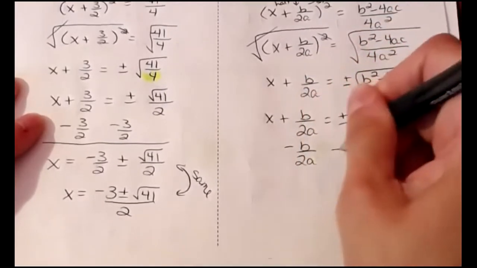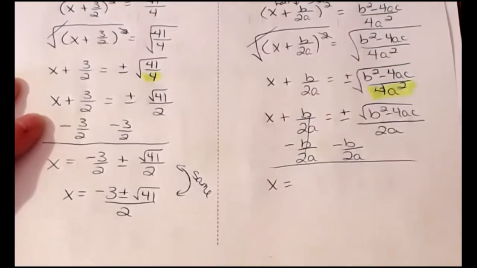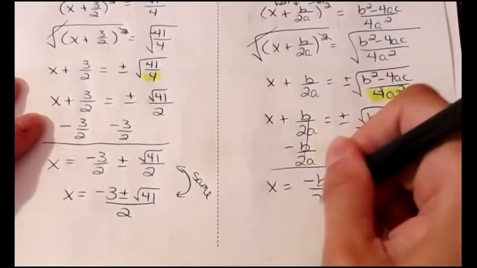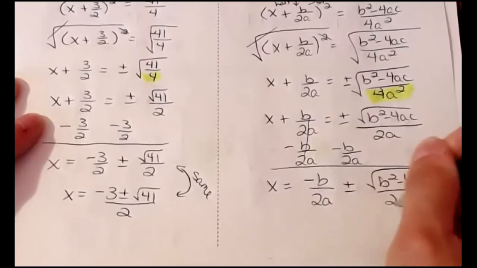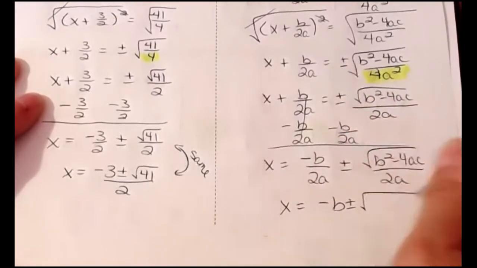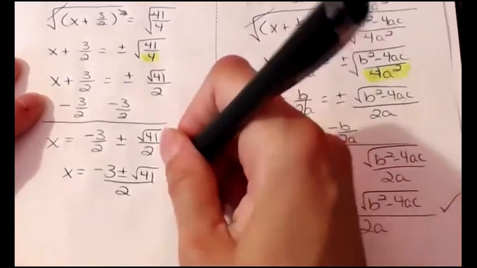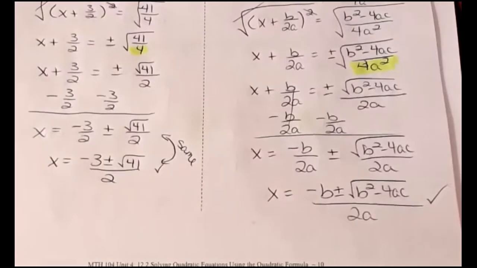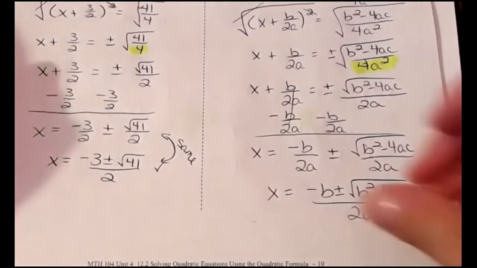Subtract b over 2a from both sides. And now we've derived the quadratic formula. X equals negative b over 2a plus or minus the square root of b squared minus 4ac all over 2a, which is the same as negative b plus or minus square root of b squared minus 4ac all over 2a. And there you have it. Okay, so by using the completing the square process, which is something we were already familiar with, we can actually derive the quadratic formula. Okay, very cool.